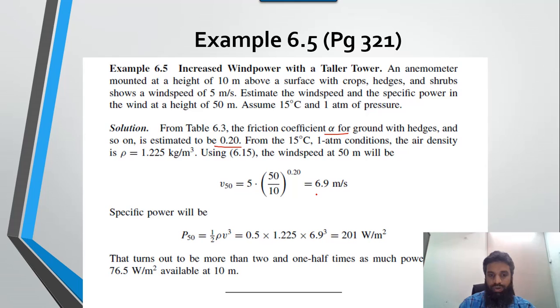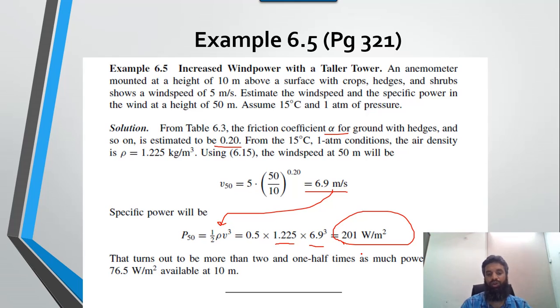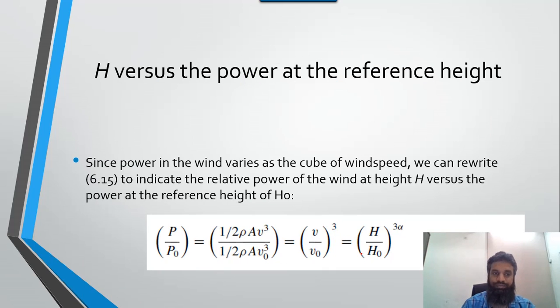So the overall output velocity is 6.9, and based on this velocity, when we calculate the power, it is half rho v cubed, where rho is 1.225, times 6.9 raised to power 3. When we multiply it, the output power is basically 201 watts per meter square. That turns out to be more than 2.5 times as much power as the 76.5 watts per meter square available at 10 meters. So this is the basic difference.